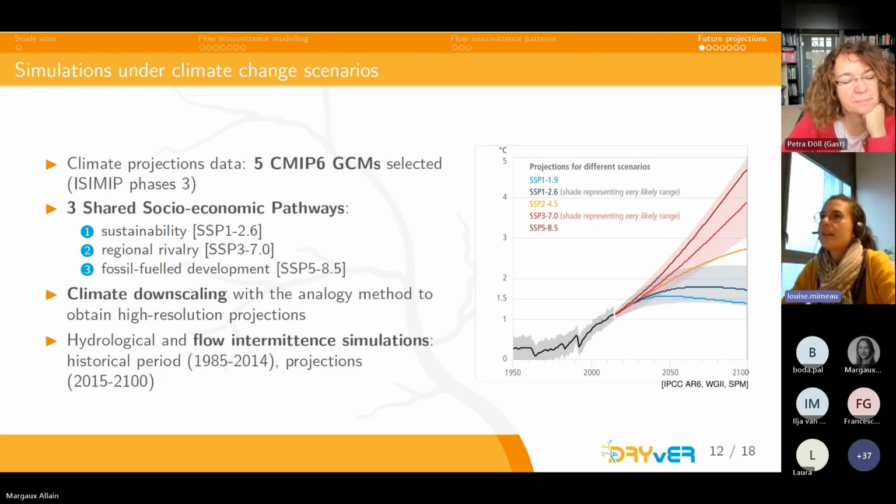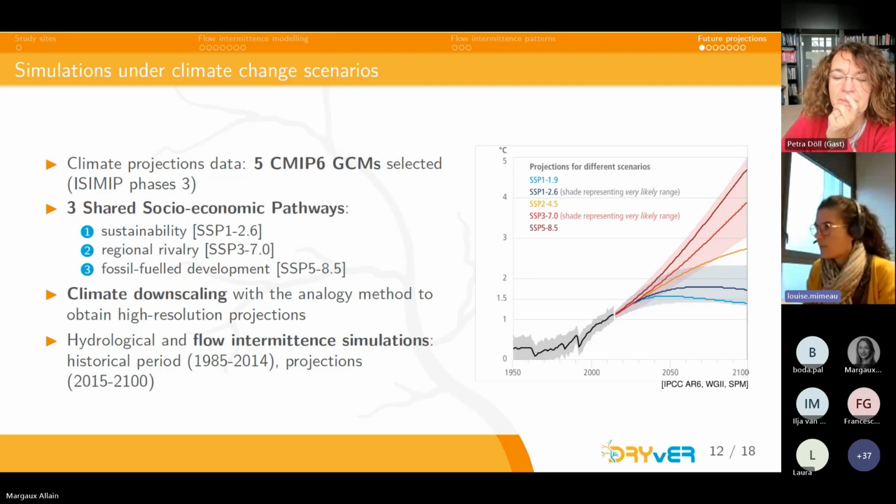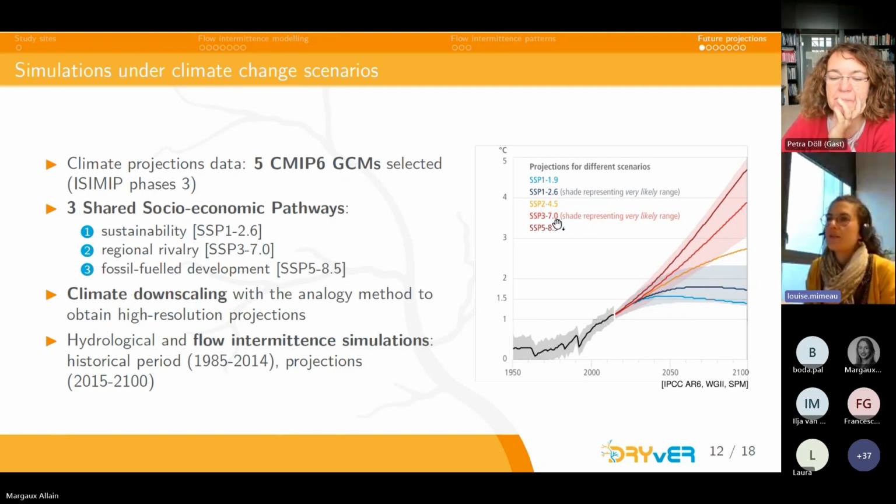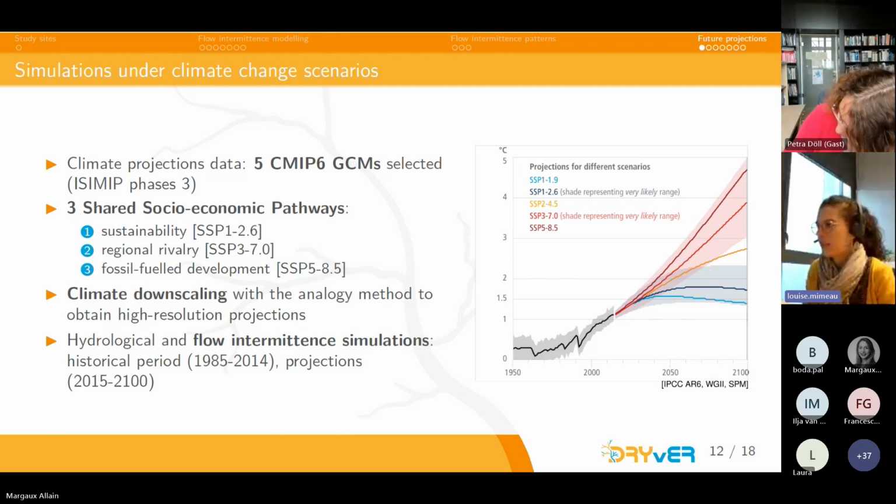So after analyzing the flow intermittence pattern in the past and present period, we also produced simulations under climate change scenarios. And to do that, we used climate prediction data from 5 CMIP6 GCM models that were collected in the ECMIP project. And we decided to analyze 3 different scenarios of greenhouse gas emissions. So on the right, you have the 5 SSP scenarios that were considered in the IPCC reports. And here in this study, we chose to analyze the SSPs 1, 3, and 5.